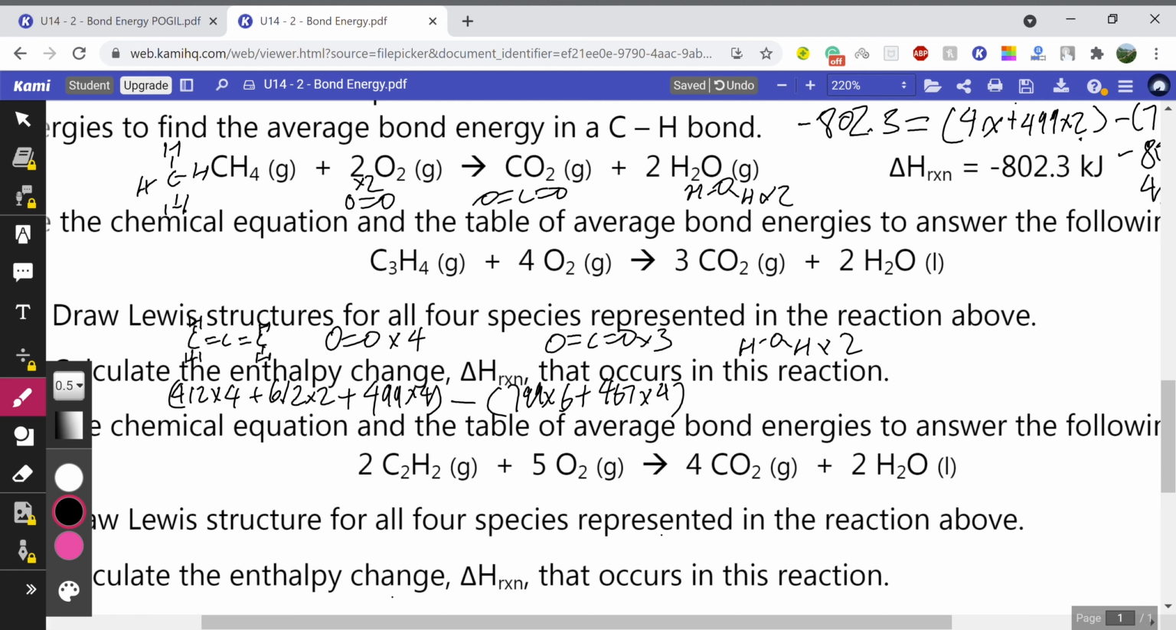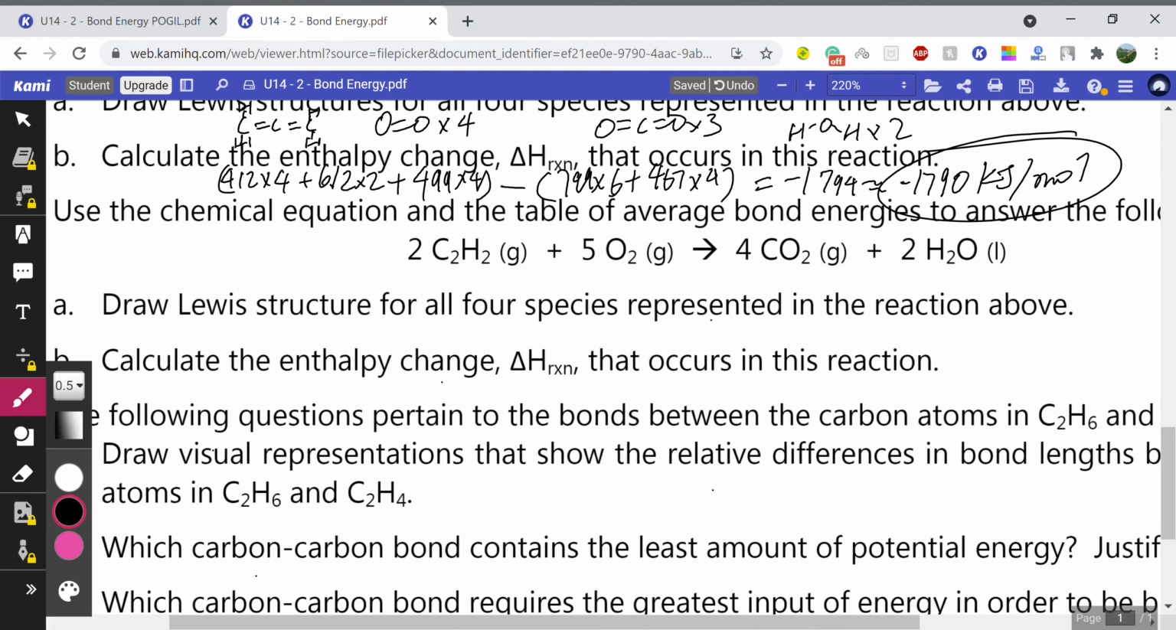And we'll get an answer of negative 1794, which is approximately equal to negative 1790 kJ per mole. And that is our answer. Number 6, use the chemical equation. Alright, same thing as above.